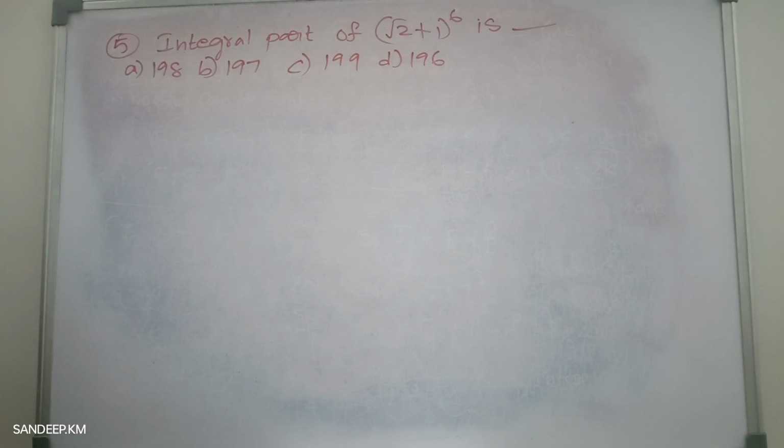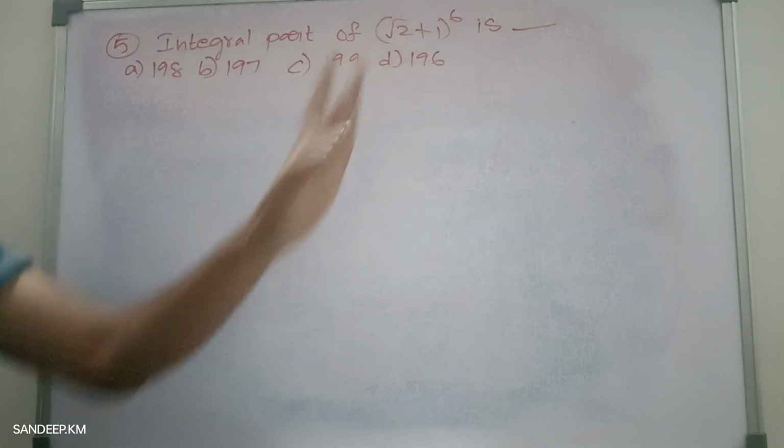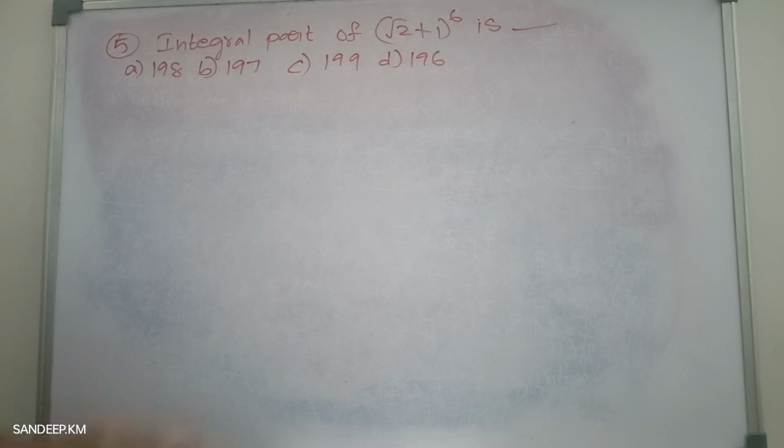Here is our next question. They told us to find the integral part of (root 2 plus 1) whole power 6. What is the integral part? And particularly they have given numbers. So please observe, dear students, how to find it.